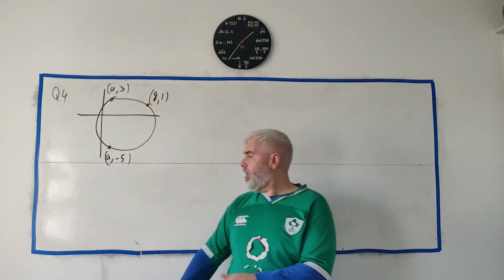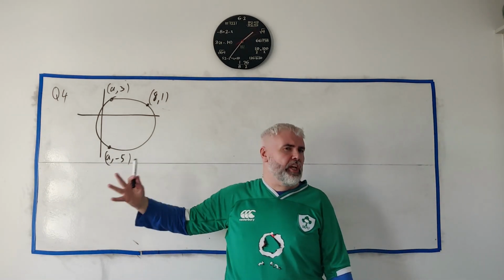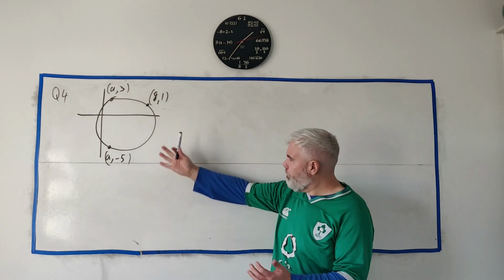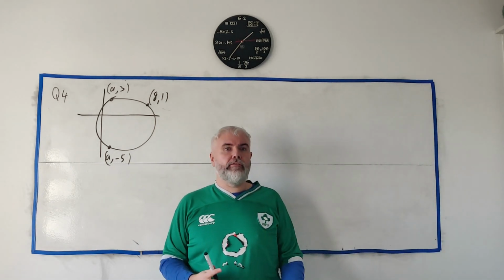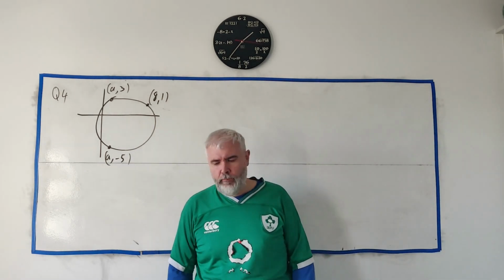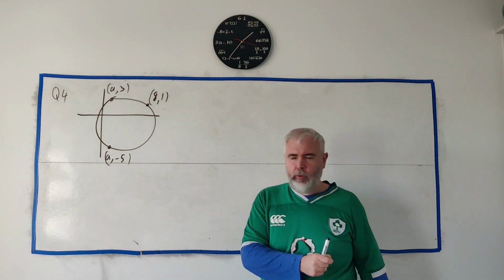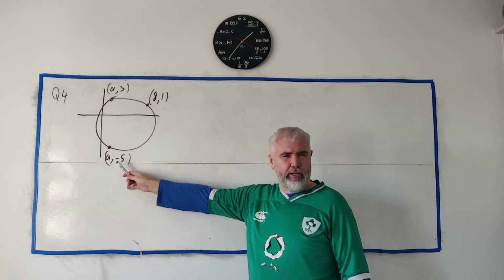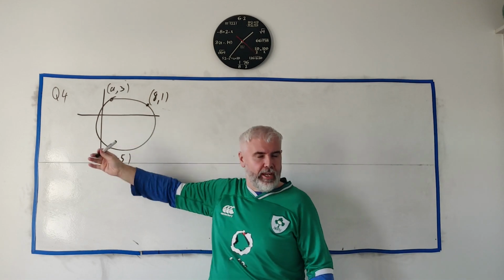In part B, they give us a circle like this. It's a very common question, this. They give us 3 points on the circle and ask us to find the equation of the circle. Except they don't quite give us 3 points. They leave half of this one out and half of this one out, but they're the same.